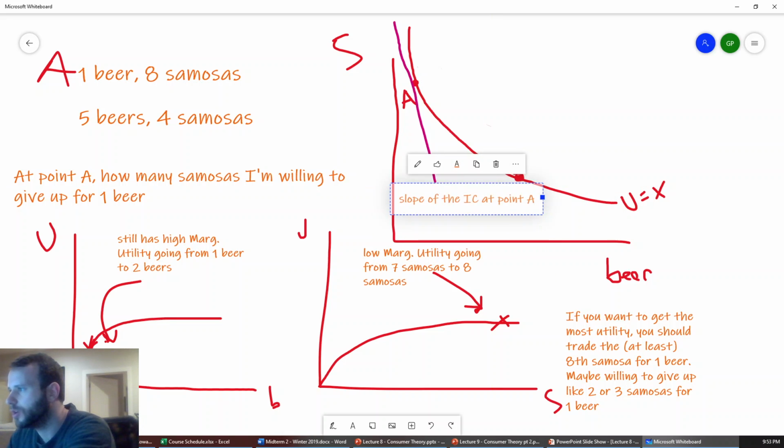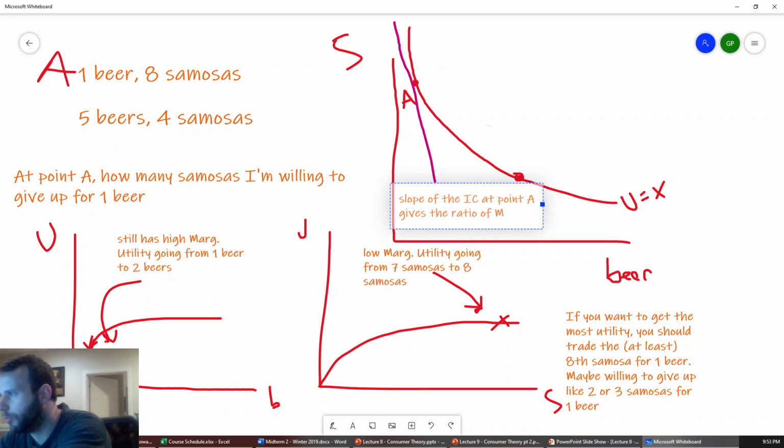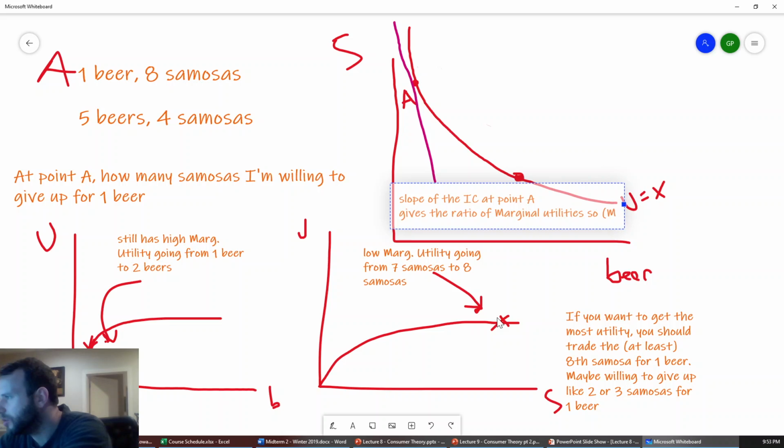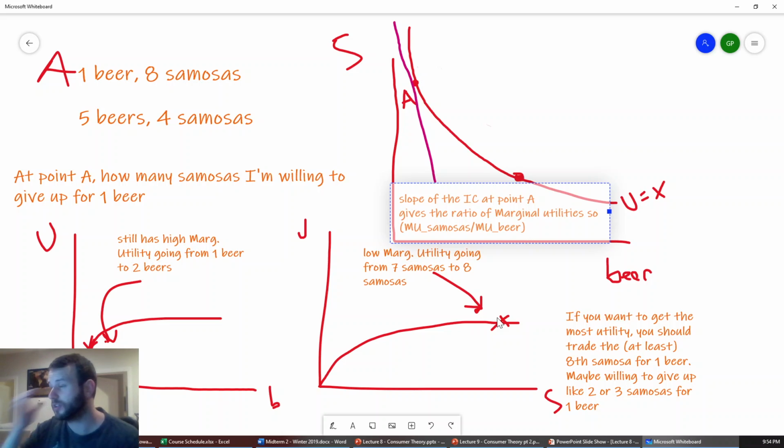That gives the ratio of marginal utilities, aka it gives you where you're at here versus where you're at here. So it's the marginal utility for samosas divided by your marginal utility for beer. How do I know that?